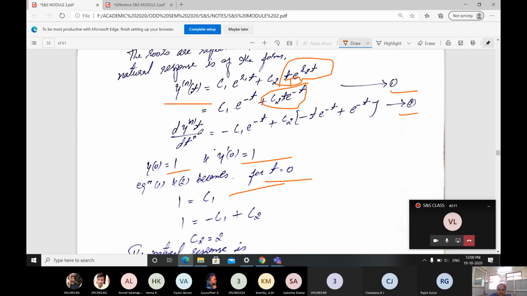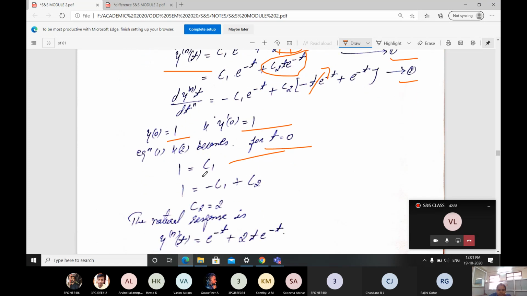Then differentiating, y dash of 0 is 1, so 1 is equal to minus c1, substitute t is equal to 0, that's it. Here it will be 0, then you will be getting e raised to minus t c2, so plus c2 you will get. Solve for this, it is simple maths now. So c1 we directly got as 1 and c2 you will be getting as 2.